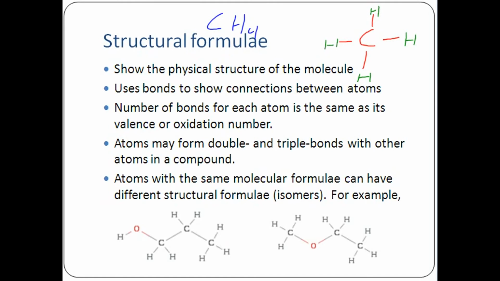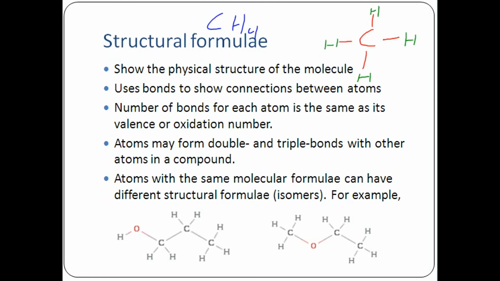So if you look at this, what you can see is that the carbon has 4 bonds, which it wants to, so it's happy. Each of the hydrogens only has 1 bond, so it's happy. We have 1 carbon and 4 hydrogens. So everything's nice and hunky-dory. And this is how you draw out the structural formula for CH4.